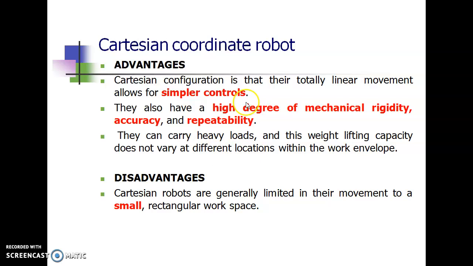So those are the advantages: first, simpler control; second, high mechanical rigidity, accuracy and repeatability; and third, heavy load carrying capacity, which does not change from place to place. And the disadvantages: Cartesian robots are generally limited in their movement to a small rectangular workspace. This is the smallest work volume when compared with the other configurations. So the small rectangular workspace is the disadvantage of this type of robot.